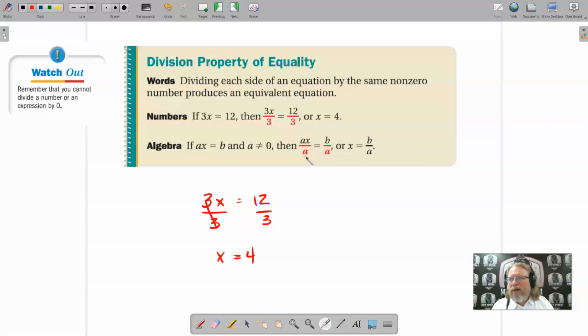Then instead of saying a times x divided by a, I'll say ax over a. Whenever I say over, hopefully you'll understand that I'm talking about a fraction. So I read this as ax over a equals b over a. But that's not to say that I won't say divide. Sometimes I might say ax divided by a equals b divided by a. Sometimes I'll say over, sometimes I'll say divided.